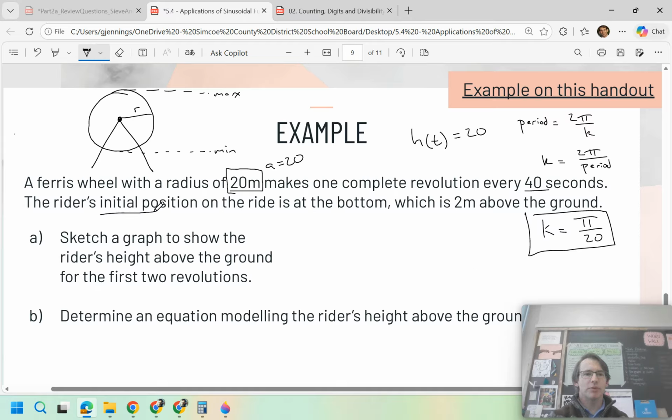The initial position on the ride is at the bottom, which is 2 meters above the ground. Okay, so the min equals 2. And this is where we get on. We get on at the 6 o'clock position, right at the bottom of our Ferris wheel. Cool. We're going to use a negative cosine.